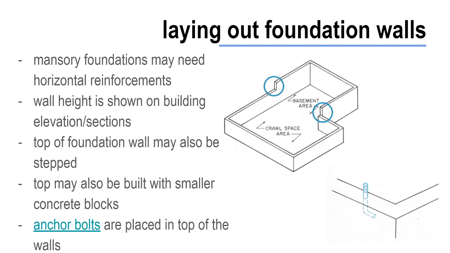With masonry construction for foundations or CMUs, details may call for horizontal reinforcement at about every second or third course in that wall. It's usually a prefabricated wire reinforcement that's embedded into the mortar joints, and you can buy those in varying sizes for different sizes of concrete blocks. The height of the foundation wall is dimensioned within your building elevations. You can't see it in your plan view, just like in your floor plan you can't see heights of walls. Same thing with your foundation.